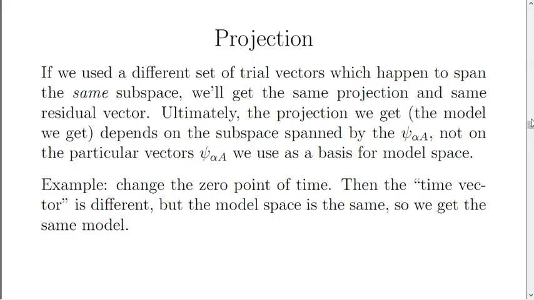An example is this. Suppose we're doing linear regression, and we change the 0 point of time. Well, then the time vector is different because we've just subtracted a constant from every value. So the trial vectors are different. But the model space is the same. So we get the exact same model, which tells us that if we're doing linear regression, it doesn't matter where we choose as our 0 point of time. We're going to get the same straight line model no matter what.